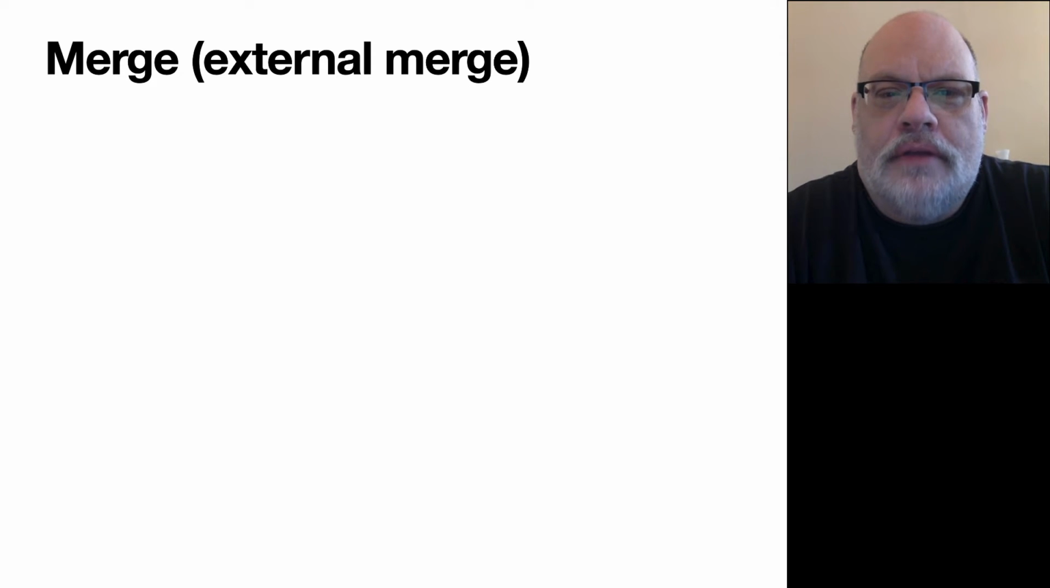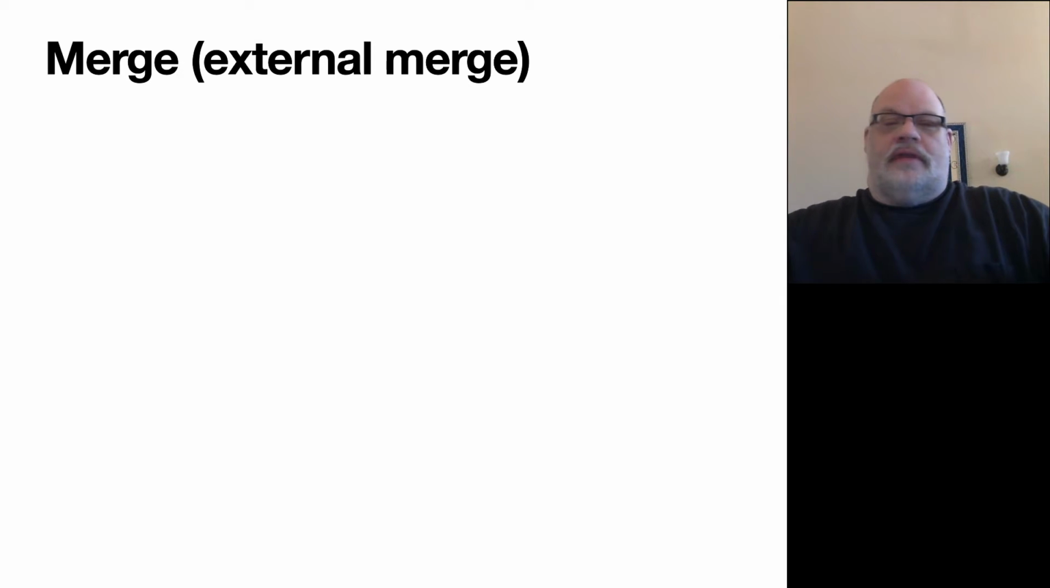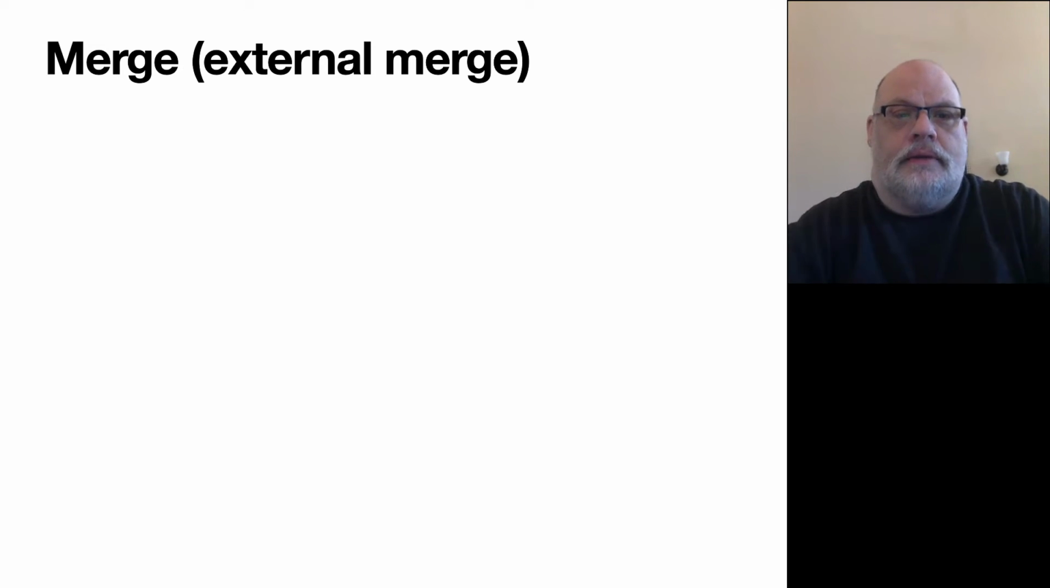Okay, so the version of merge we're going to talk about here is called external merge. We will talk about the other form of merge in another video. It's called internal merge. External merge means you're taking two things that are outside the sentence, or at least one thing that's outside the sentence, and you're combining it in.